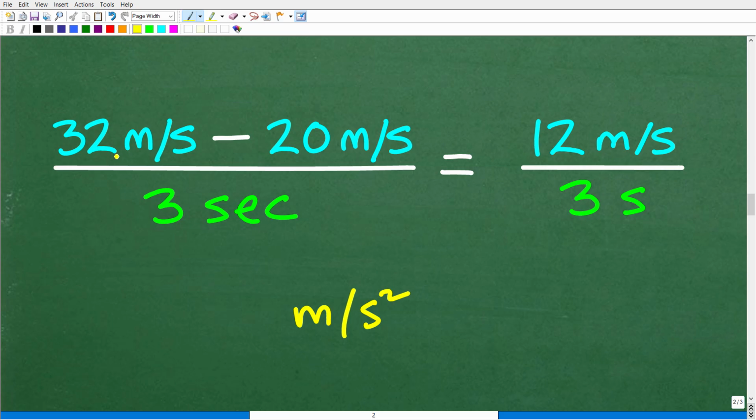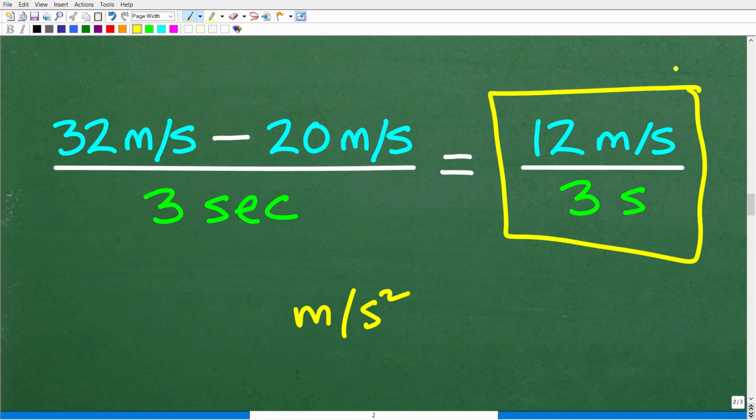All right, so here we go. So 32 meters per second minus 20 meters per second over 3 seconds is equal to 12 meters per second over 3 seconds. Now, you don't have to know physics, but if you have some basic math skills, you should be able to clean this up and get to this unit of measure, which is meters per second squared, which is the unit of measure for acceleration.